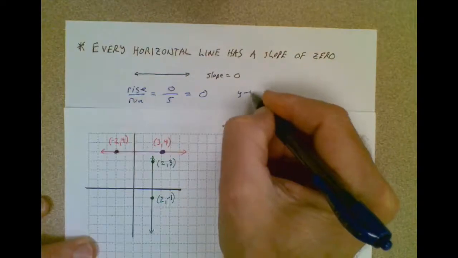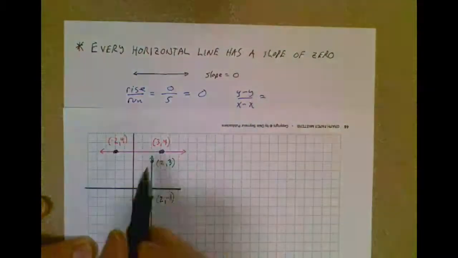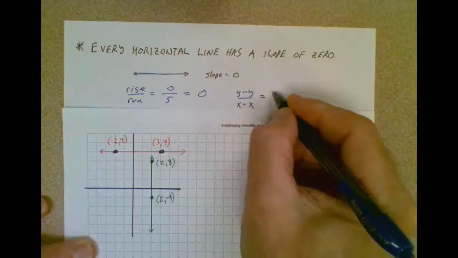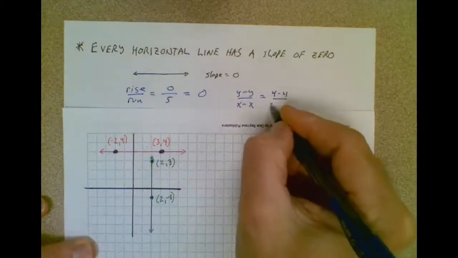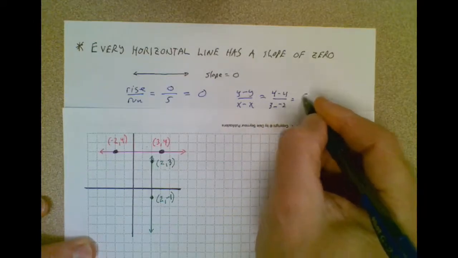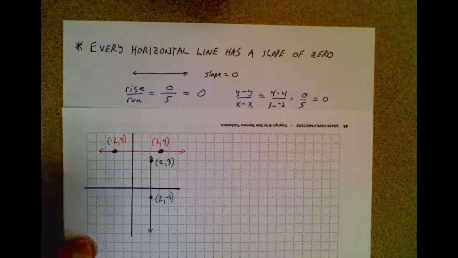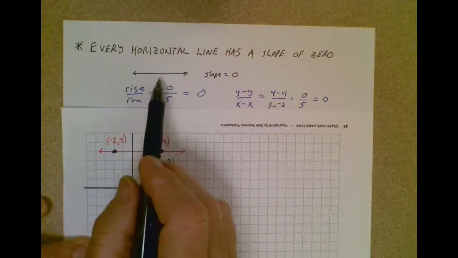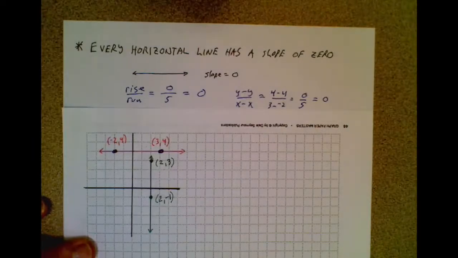And by the way, if somebody else decided they were going to do y minus y over x minus x, y minus y, x minus x, that's 0 over 5, which your calculator will also tell you is 0. So if you don't want to memorize this statement, then go ahead and calculate it, and you're going to get the correct answer anyway.